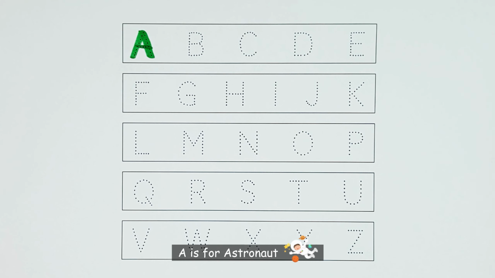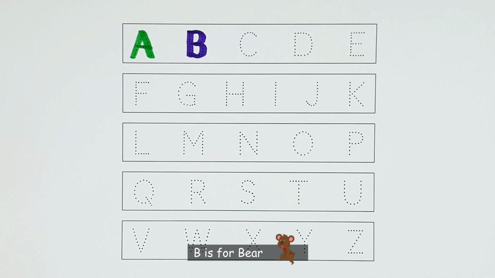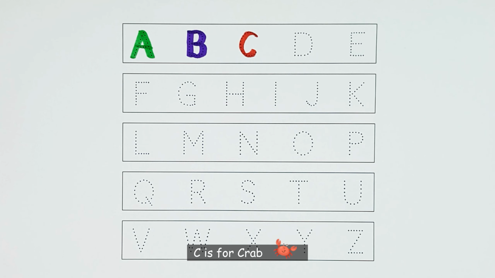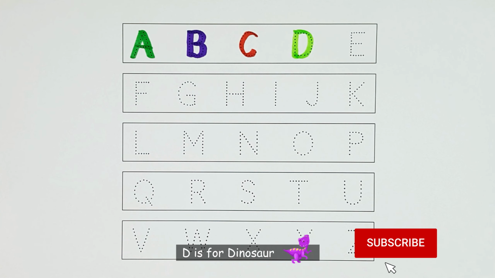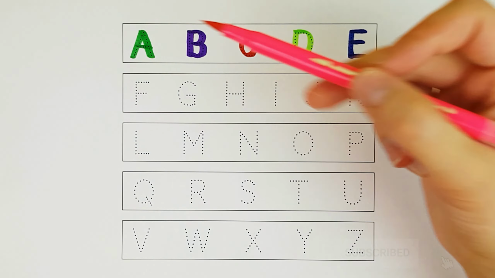A is for astronaut, A. B, B is for bear, B. C, C is for crab, C. D, D is for dinosaur, D. E, E is for elephant, E.